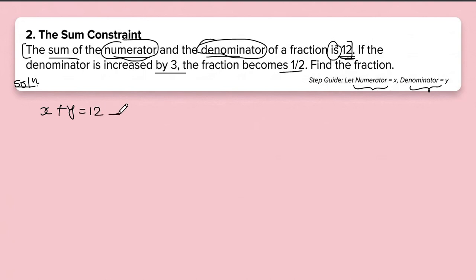So directly we are getting the first equation. The sum of numerator and denominator of the fraction is 12. Here, it is given: sum means addition, numerator means x, denominator is y. The sum is given as 12. So this is our first equation.